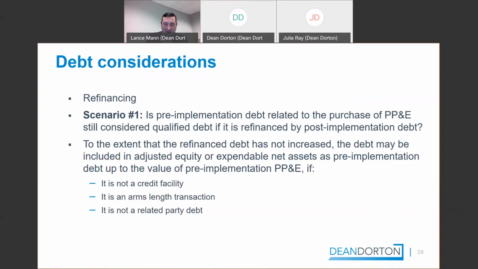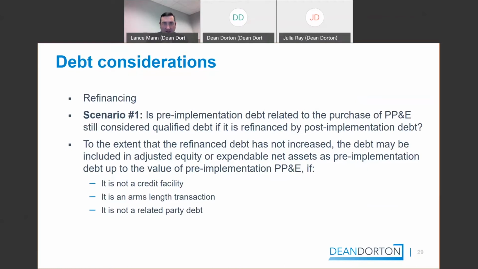So long as you refinance the debt at the same amount that you had outstanding, it can still be considered pre-implementation debt. If you said, hey, we're going to take out an extra $100,000 on that line so we can add something new, upgrade our fiber optics or whatever else, if you increase it, it is no longer pre-implementation debt. It is now post-implementation debt.